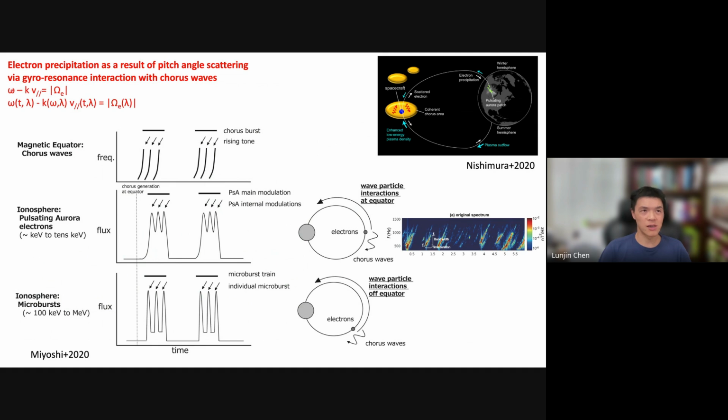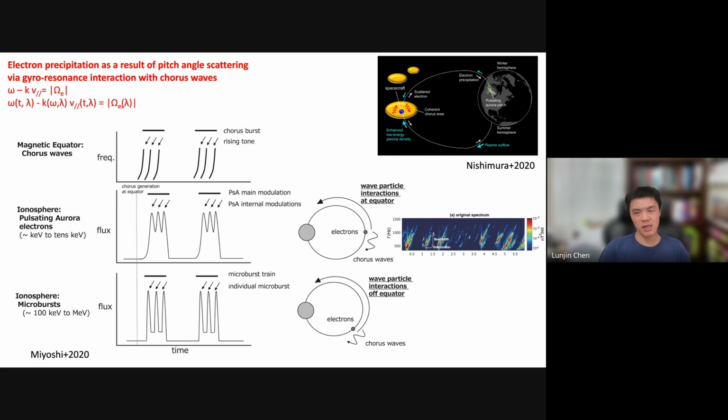So if you look at the resonance condition, it's very simple: the Doppler-shifted wave frequency matches the electron gyrofrequency. But in the magnetosphere, you have to take into account the bounce motion of the electron and the inhomogeneity of the magnetic field along different latitudes. Another thing is the chorus is short-lived, so you have to take into account the time dependence and latitudinal dependence of the frequency, and that is the time-dependent and latitude-dependent resonance condition.